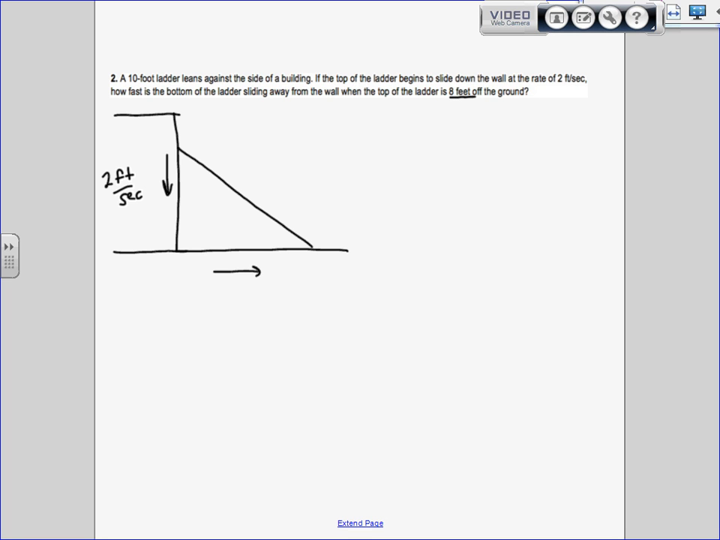Okay, so I usually label my ladder problems with X and Y, right? X is my horizontal, Y is my vertical. And then I label my ladder as Z. So I need to think of some kind of equation that's going to relate my X, my Y, and my Z. X squared plus Y squared equals Z squared, right? It relates the three items.